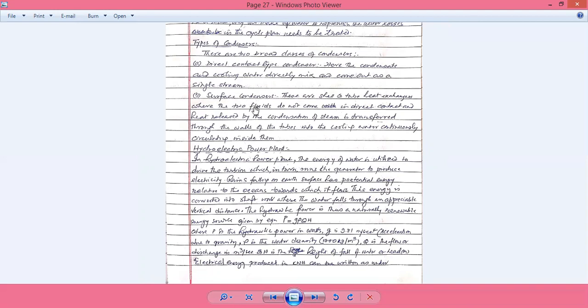But the surface condenser, which is most widely used, is the shell and tube type condenser, where the two fluids do not come directly in contact with each other, and the heat released by the condensate is absorbed by the walls of the tube into the cooling water circulating inside them.